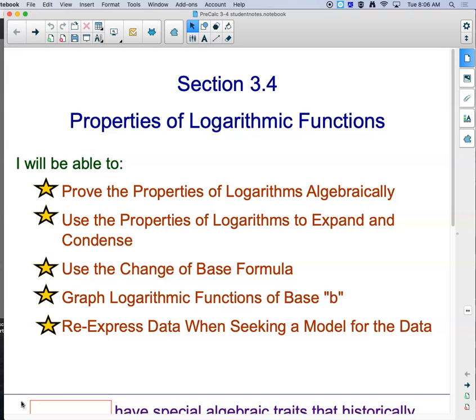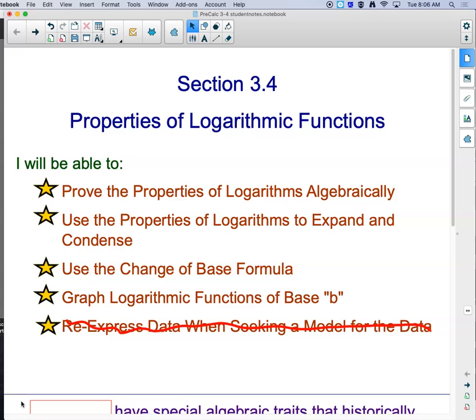Today we're going to talk about, actually we used that change of base formula at the end, even though the computer crashed this hour. I finished that up with second hour. And then today is going to be more about graphing logarithmic functions of base b, kind of a combination of using the change of base formula and graphing the logarithmic functions of base b. But this last one, we're definitely cutting, and that's re-expressing data when seeking a model for data.